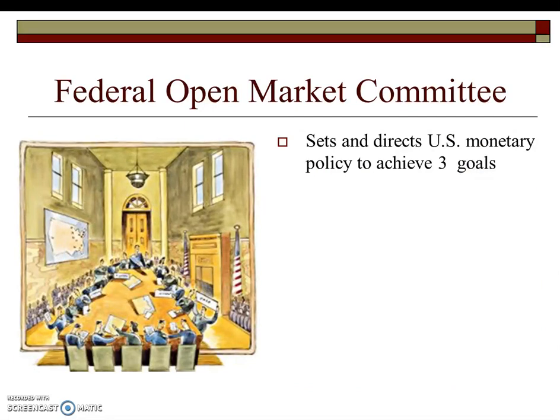The Federal Open Market Committee, or the FOMC, sets and directs the U.S. monetary policy to achieve 3 goals. And the FOMC is made up of all of the presidents of the banks that we looked at on the map. So they get together and they say, how are things in the Southwest, and the Dallas president says, well, here's the data we have. And then the one in San Francisco says, here's the data we have. And they get together and say, okay, well, here's what the economy is doing. Do we want to try to make some changes or not?